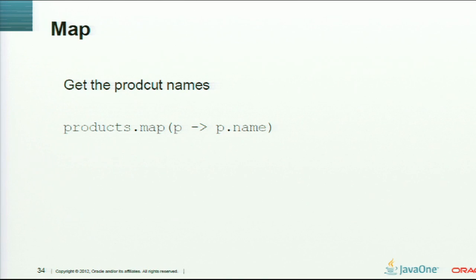Map. The use of the term is unfortunate because it coincides with the Java map. But map, you could also think of as a transformation. What map does is take an element of the collection, apply a transformation to it, and return a new value. So in this case, we are not interested in the product instance itself, but we want to get the name of the product. So this Lambda expression would do that.